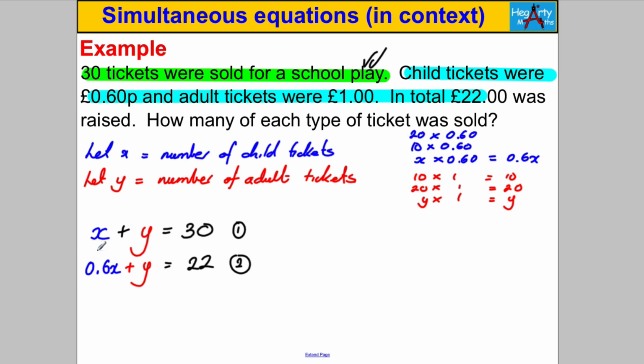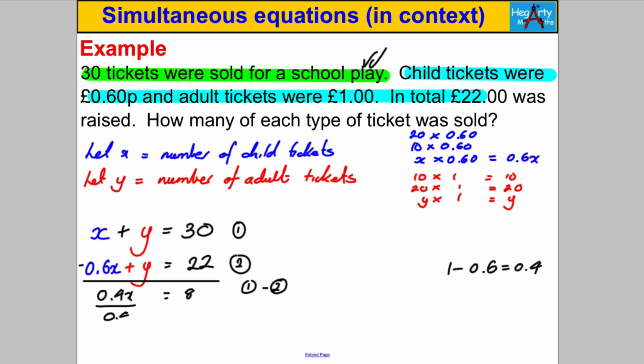Look at them and see if any of the coefficients are the same. Yep, happy days, these two are the same. So I can take equation 1 and subtract equation 2 from it using my technique of elimination. Now, 1x take away 0.6x. 1 take away 0.6 is 0.4. So 1x take away 0.6x is 0.4x. And that's going to be equal to 30 take away 22, which is 8.